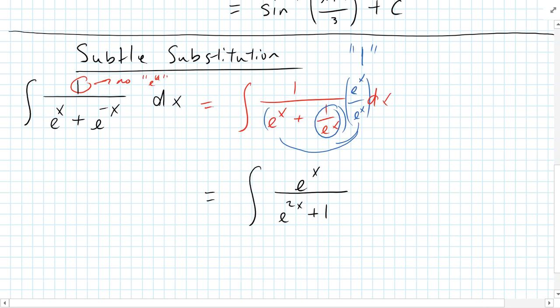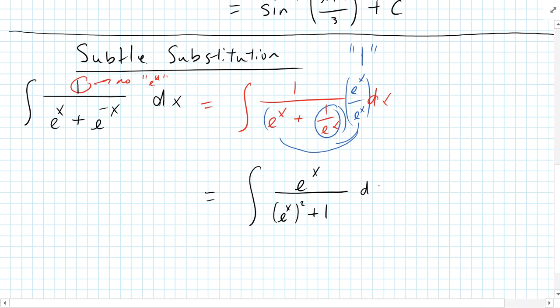The other way to look at this is instead of saying e to the 2x, what if I say it's e to the x squared? Like that. Now we're starting to make some progress, because that looks like inverse tangent. The only problem is I have this e to the x dx out here.